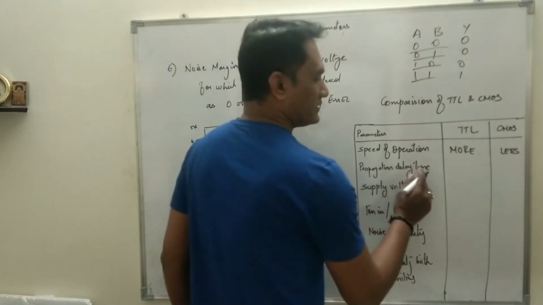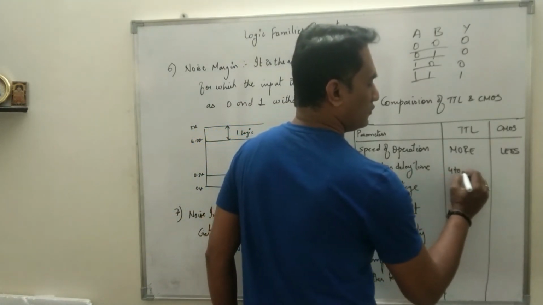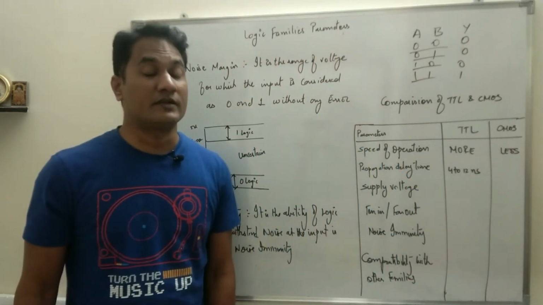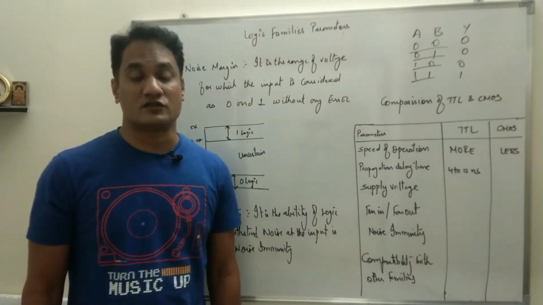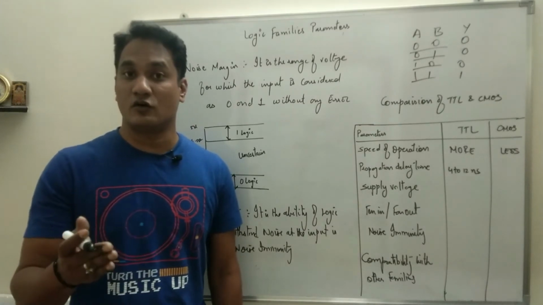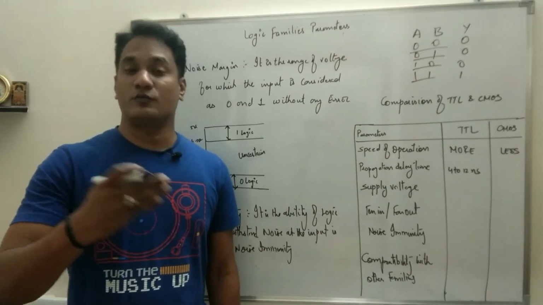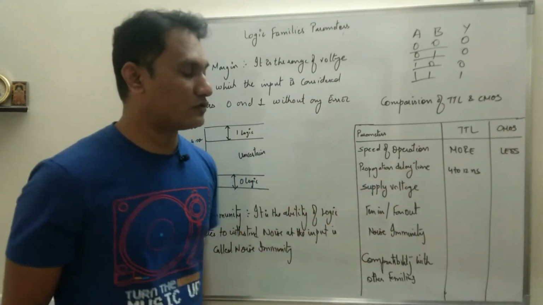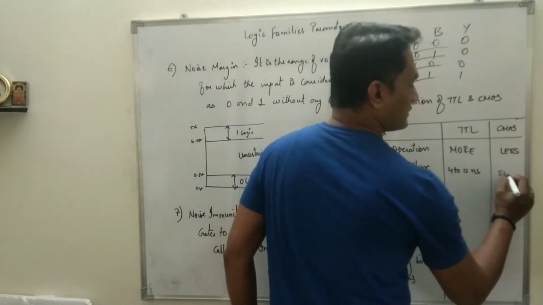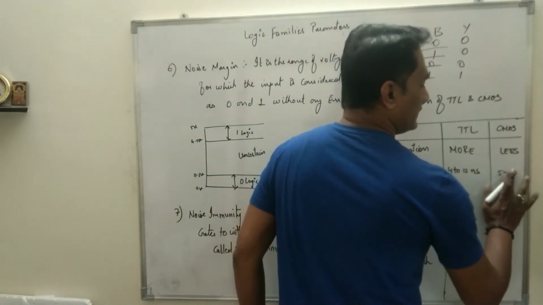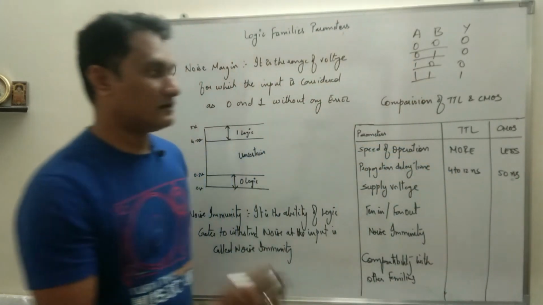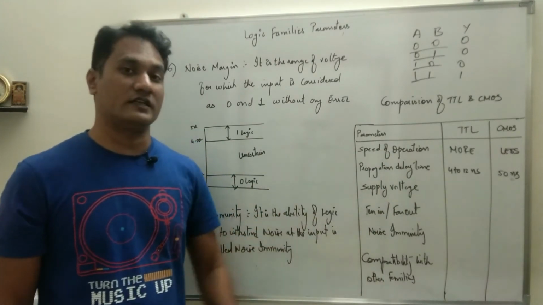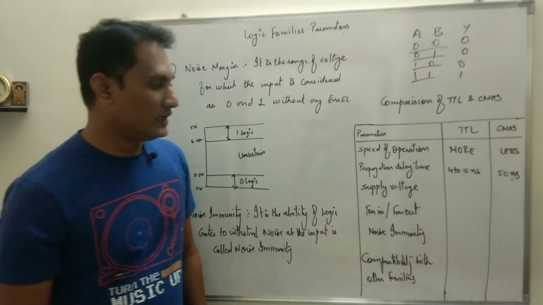Okay, now propagation delay time, it is 4 to 12 nanoseconds. That means propagation delay time is the time taken by the output to reach its final value as soon as the input is changed. After the input changes, the time it takes for the output to change, that is propagation delay time. And for TTL it is 4 to 12 nanoseconds, and for CMOS it is 50 nanoseconds. That means CMOS will take more time, right? That is why I have said speed of operation in case of TTL will be more as compared to CMOS.